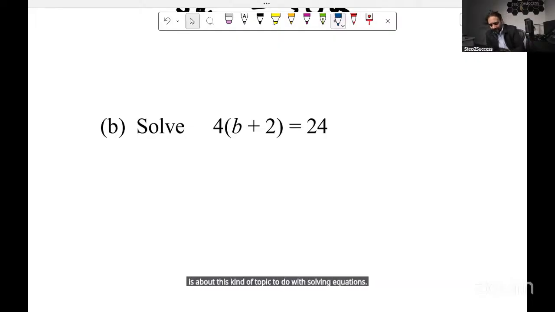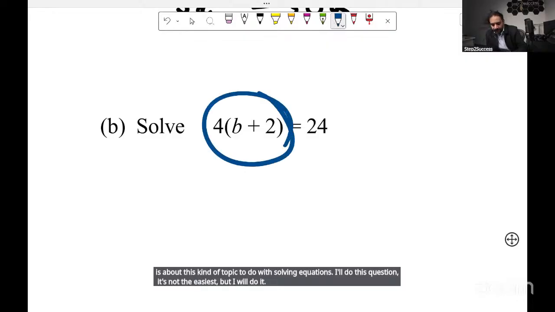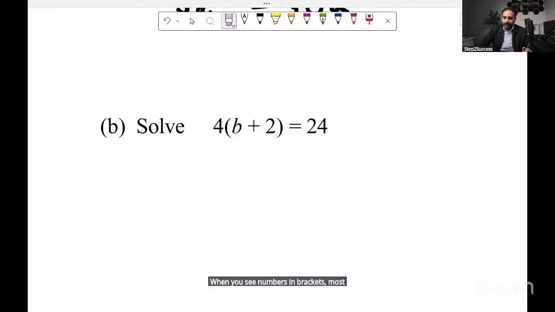I'll do this question. It's not the easiest, but I will do it. When you see numbers and brackets, most of the time, see what the questions are.